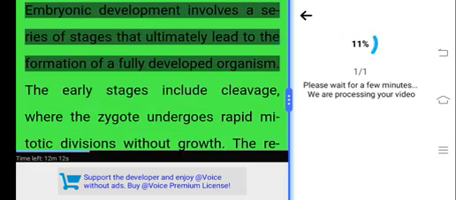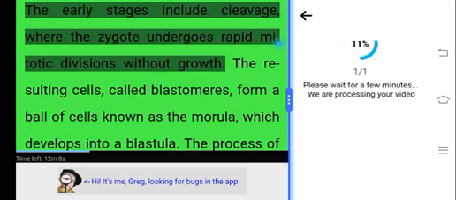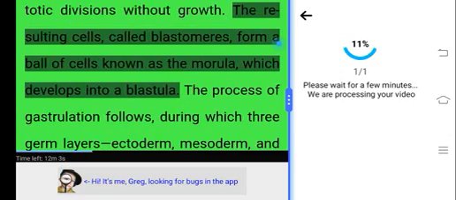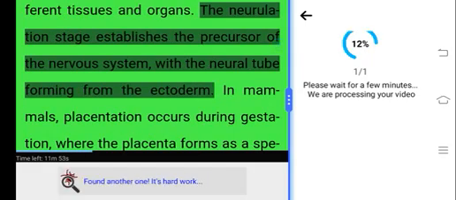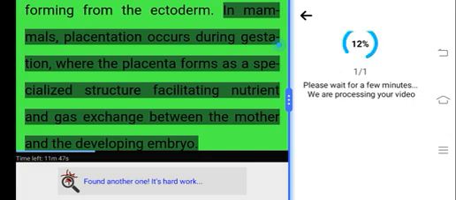Embryonic development involves a series of stages that ultimately lead to the formation of a fully developed organism. The early stages include cleavage, where the zygote undergoes rapid mitotic divisions without growth. The resulting cells, called blastomeres, form a ball of cells known as the morula, which develops into a blastula. The process of gastrulation follows, during which 3 germ layers, ectoderm, mesoderm, and endoderm, form, each giving rise to different tissues and organs. The neurulation stage establishes the precursor of the nervous system, with the neural tube forming from the ectoderm. In mammals, placentation occurs during gestation, where the placenta forms as a specialized structure facilitating nutrient and gas exchange between the mother and the developing embryo.